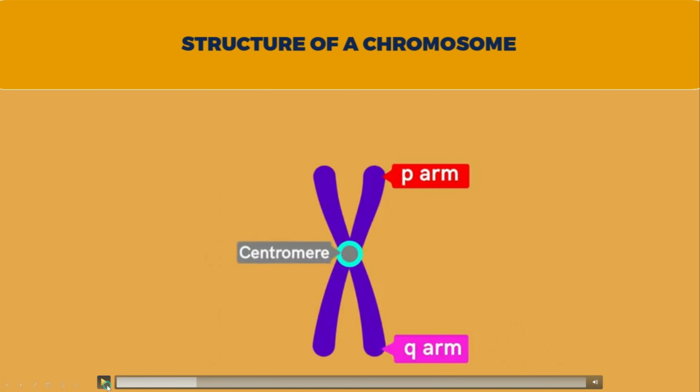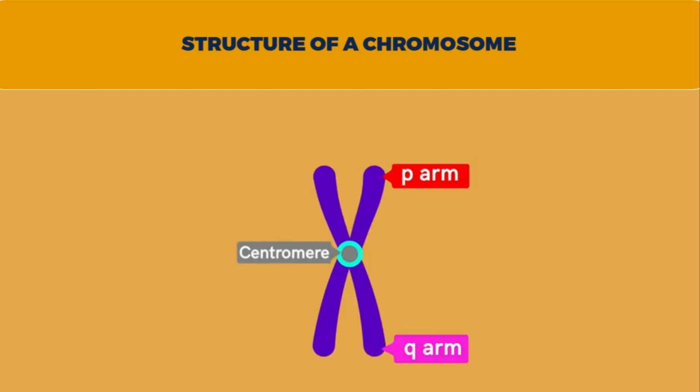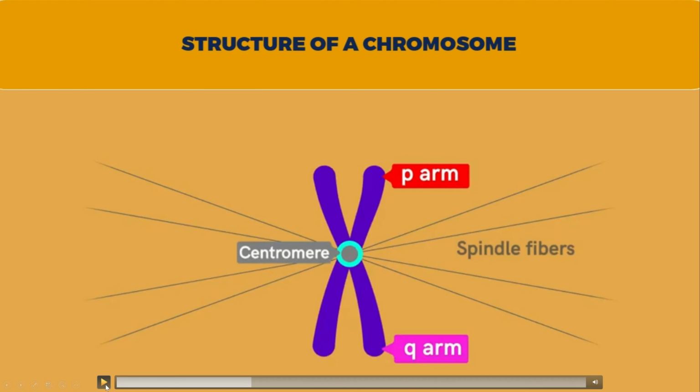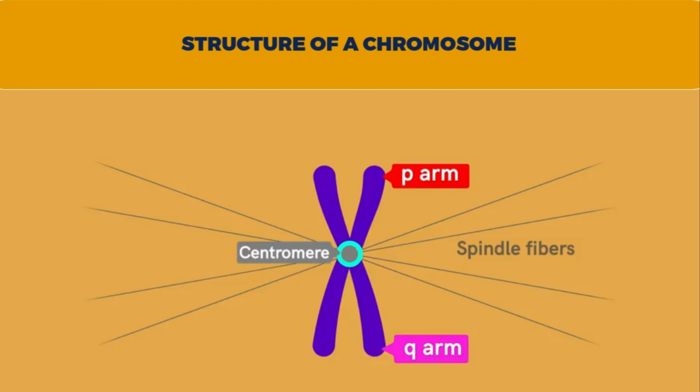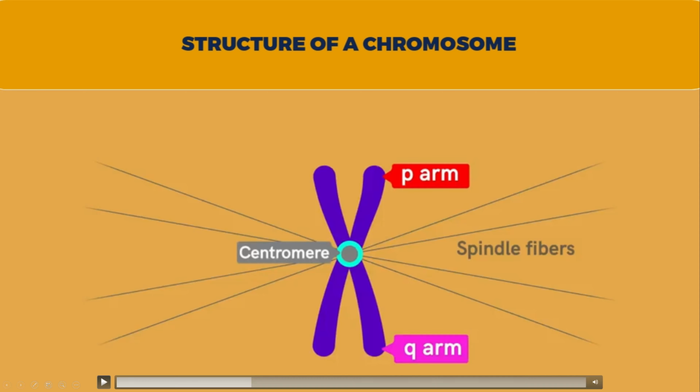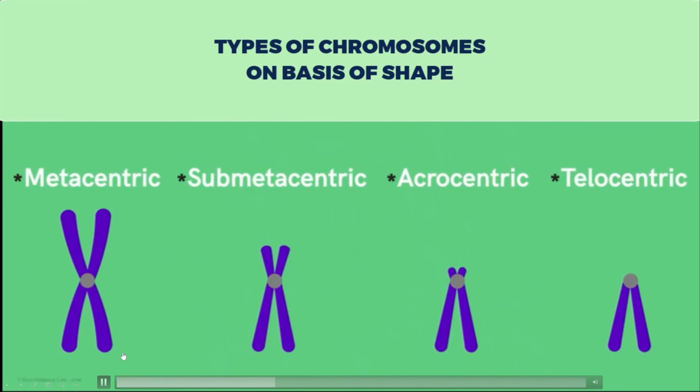The centromere divides the chromosome into two parts, that is the P arm and the Q arm. P arm is usually the smaller arm or petite. The spindle fibers attach themselves to the centromere and pull one copy each of the chromosome apart during mitosis. The chromosomes can be classified into 4 subgroups on basis of position of the centromere. So the position of the centromere can differentiate chromosomes into 4 types.